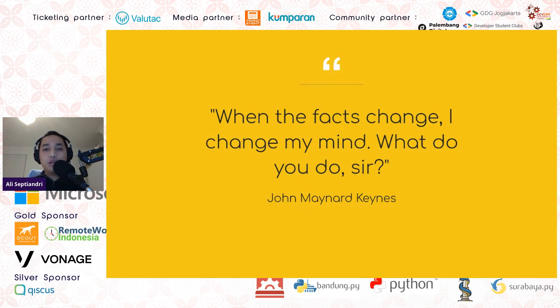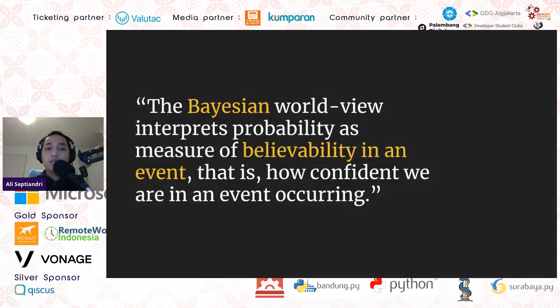Bayesian statistics is about updating your prior belief after observing some data. John Maynard Keynes said, "When the facts change, I change my mind." So, what can we do with this? How can we incorporate new data, the latest version of the data, to update our belief in something? A Bayesian worldview interprets probability as a measure of believability in an event. So instead of using the long-run frequency of something, in Bayesian we say we believe that something will happen with this probability, and it's that simple in interpretability.